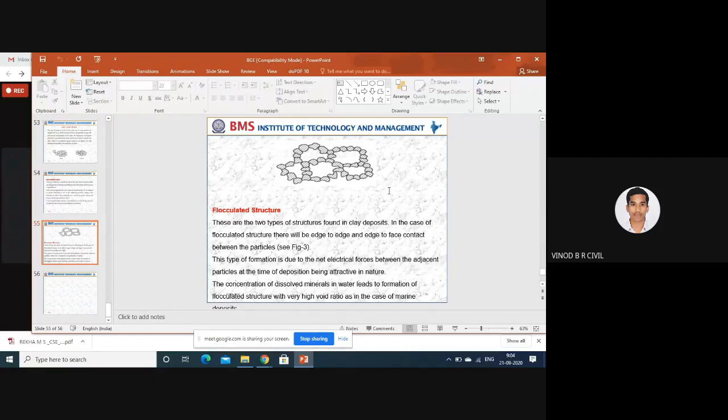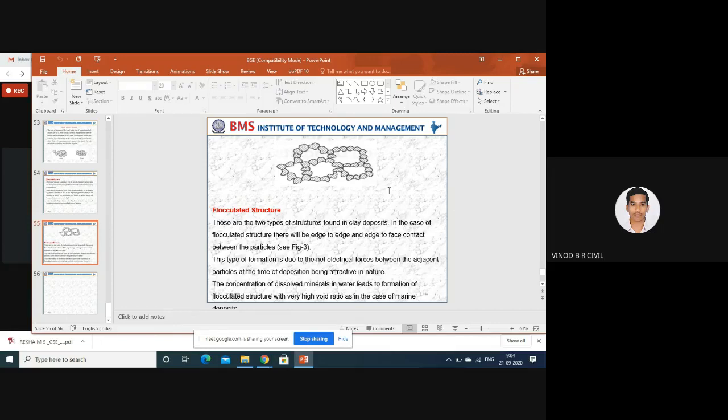This type of formation is due to net electrical force between the adjacent particles at the time of deposition. When they are attractive in nature, they will attract, the magnetic forces are too high, and you can't separate the particles. In a newer technical term, they call it a nanomaterial. Nanoparticles are like that only: the magnetic forces are too high, and you can't separate each particle. Clay deposition or clay particles are also like that.